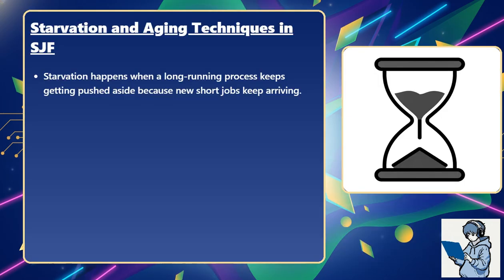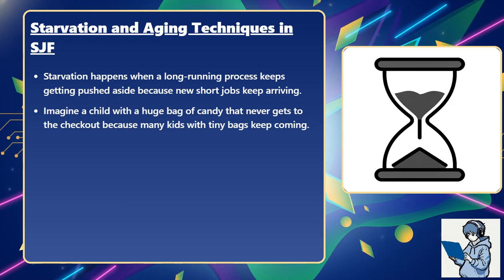Starvation happens when a long-running process keeps getting pushed aside because new short jobs keep arriving. Imagine a child with a huge bag of candy that never gets to the checkout because many kids with tiny bags keep coming. The child may wait forever, that is starvation.